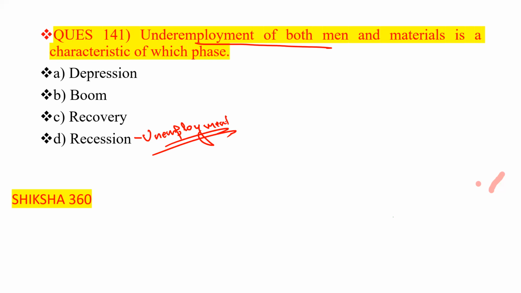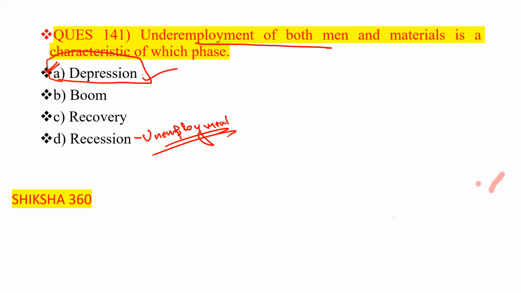Underemployment basically of both man and materials is a characteristic of which phase? Depression, boom, recovery, recession. So the correct answer here is option A, that is the depression.